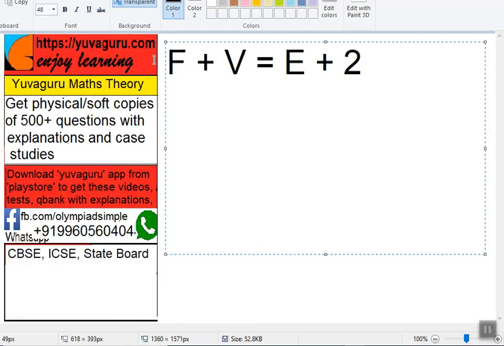There is also Euler's formula. This is the formula. F plus V equals E plus 2, means faces plus vertices equals edges plus 2. So this formula is used for calculating the faces, vertices and edges in any polygon, regular polygon or even any polygon. So this formula is used in problems.